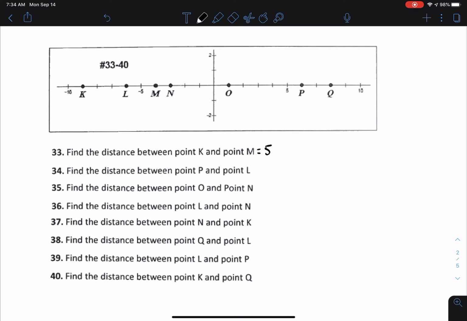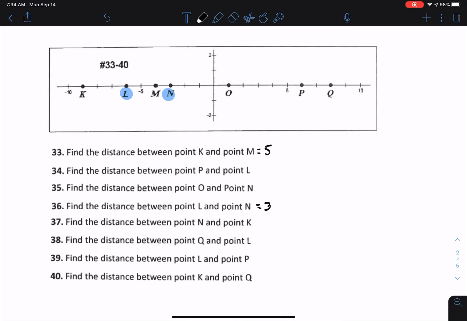Let's look at 36. Find the distance between L and N. That would be 1, 2, 3. Again, 1, 2, 3. One more time, 1, 2, 3. So my answer is 3.